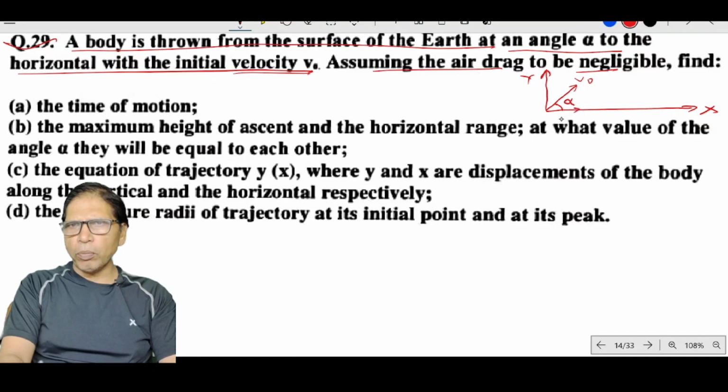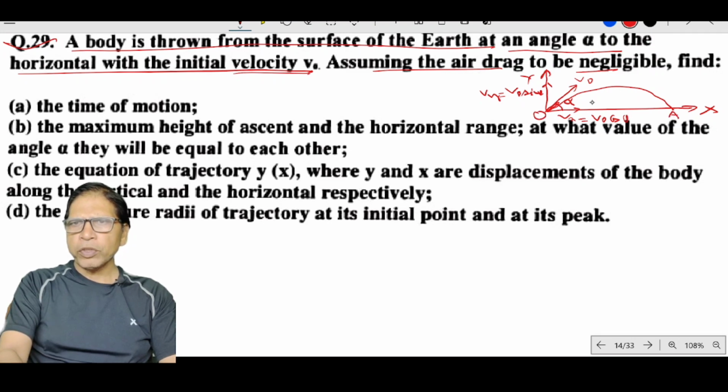So the horizontal component of velocity vx is v0 cos alpha, no problem. And the vertical component of velocity vy is v0 sin alpha, no problem. The trajectory of the particle is due to these two velocities and the acceleration in the downward direction like this. Suppose this is the initial point O and the final point A. The maximum height reached is H, and the horizontal range is R.